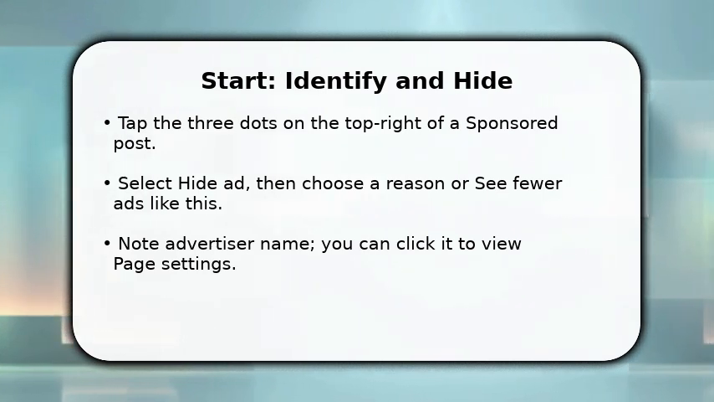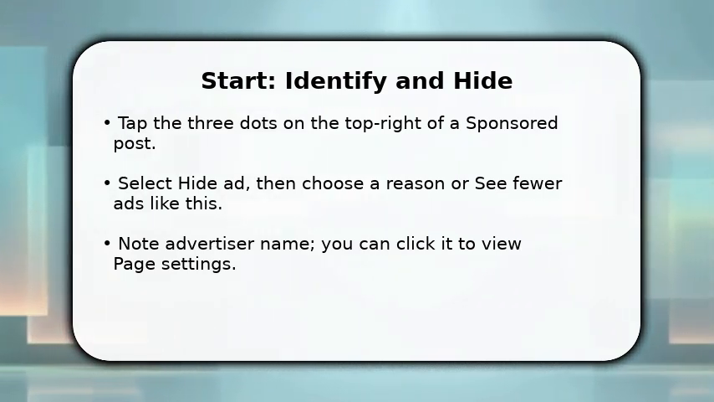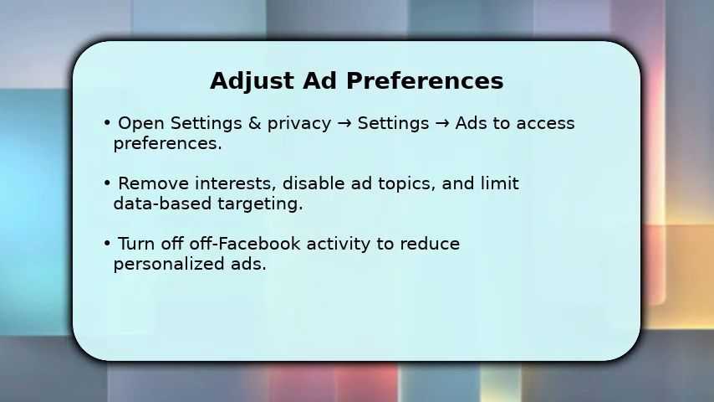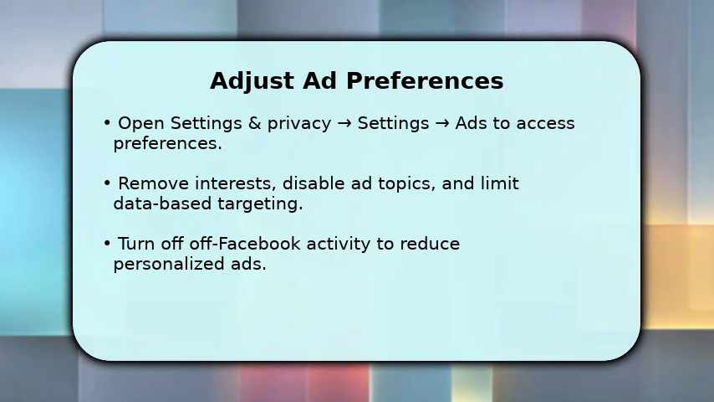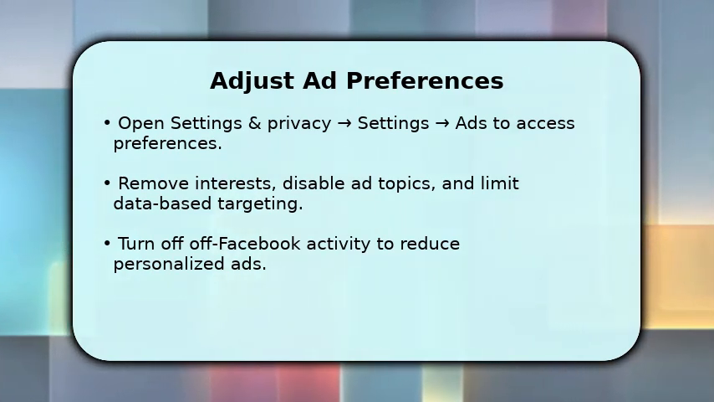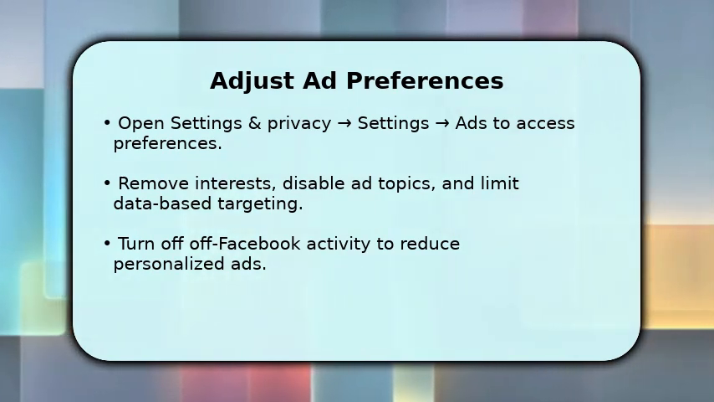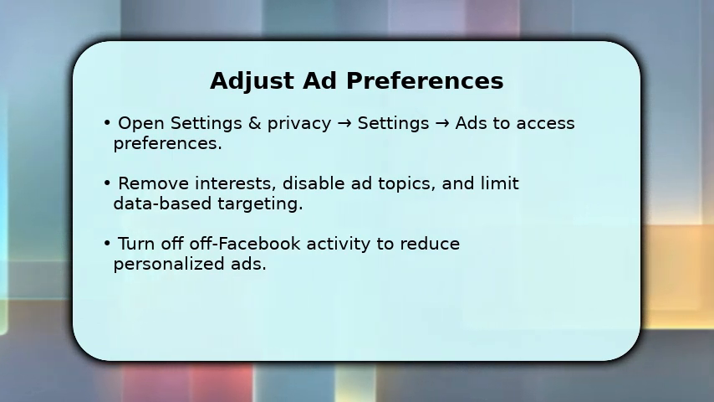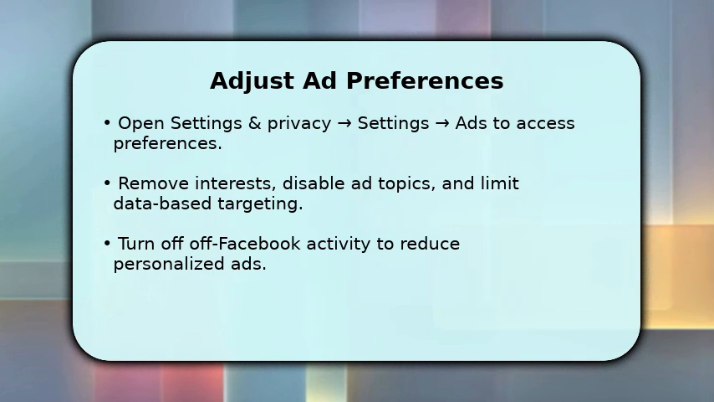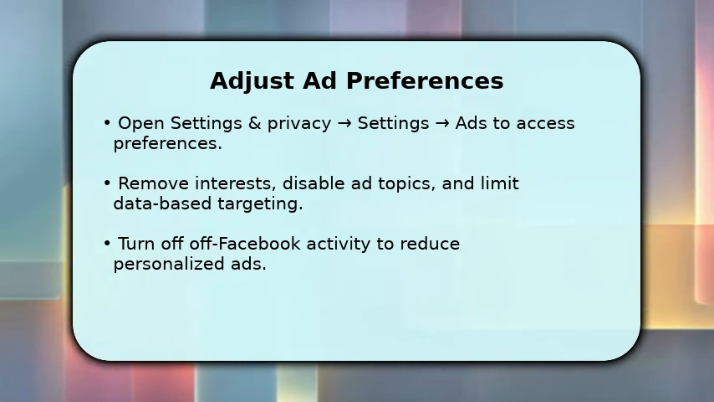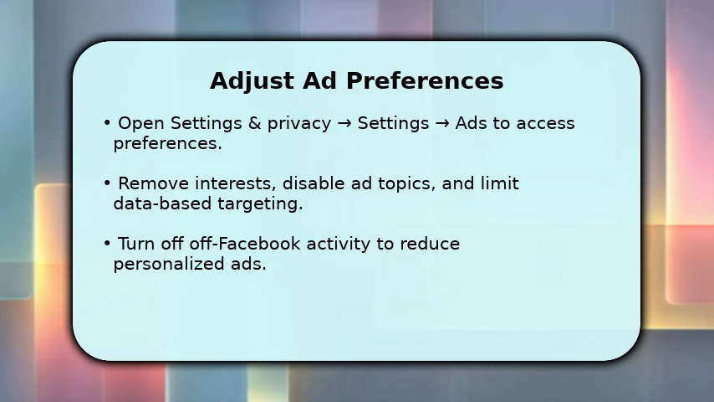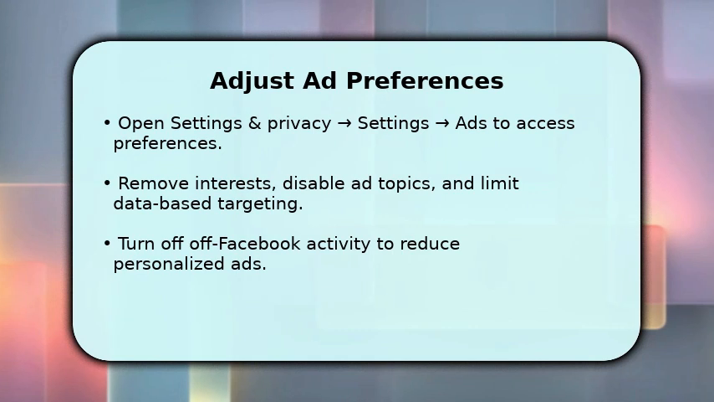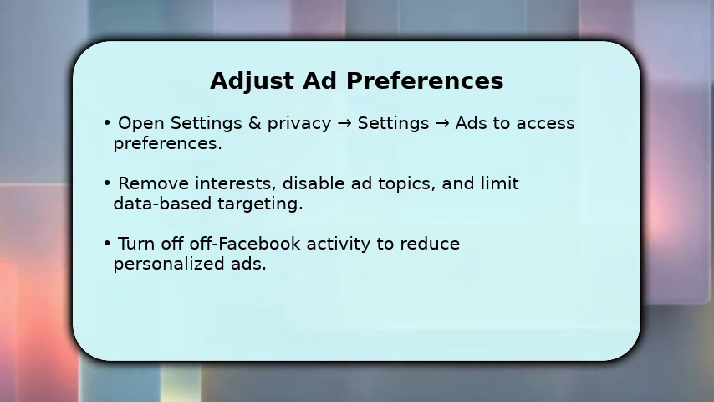Collect the advertiser name and proceed to add preferences to reduce future similar placements. You'll continue by opening settings and navigating to ads preferences. Once there, remove specific interests and add topics that match the unwanted creative. That reduces algorithmic targeting. Make sure to review advertisers and businesses to block specific pages or hide ads from them. Also, toggle off Facebook activity controls to disconnect external data sources. This makes ads less personalized.